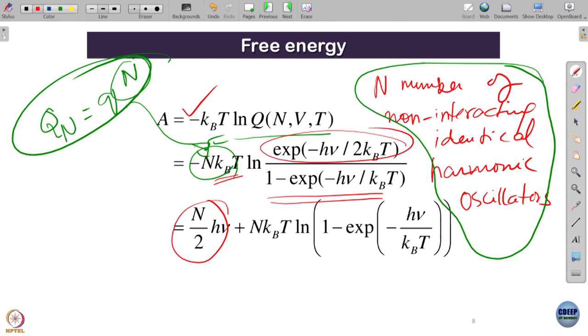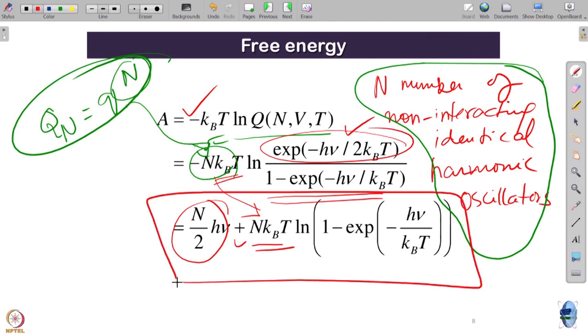So this is the first term that comes from there. Now this comes in the denominator, the minus sign that makes this minus plus, so I get a plus here, then I get n kBT, this n kBT here, and then ln(1 minus e to the power minus h nu by kBT). Remember that 2 is not here in the denominator. So this is the free energy. Free energy of n harmonic oscillators is given by this quantity.